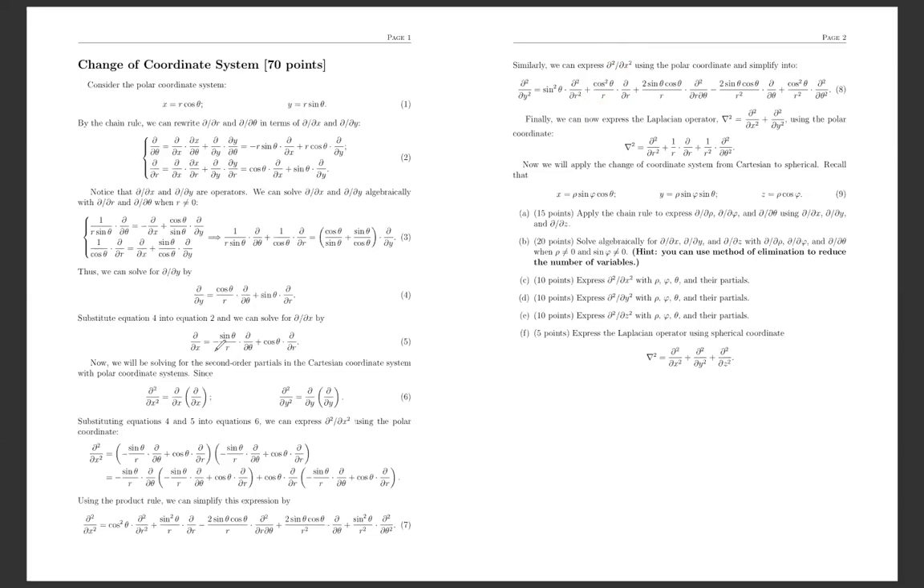So this is the partial of x. You basically plug in here, and it becomes this. Same thing here. You apply it again. It's right there.